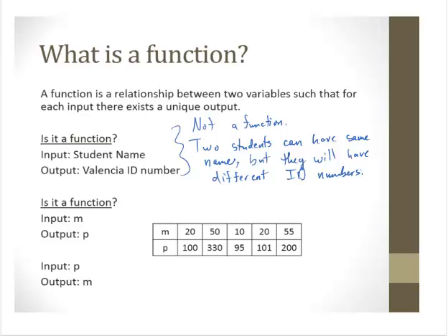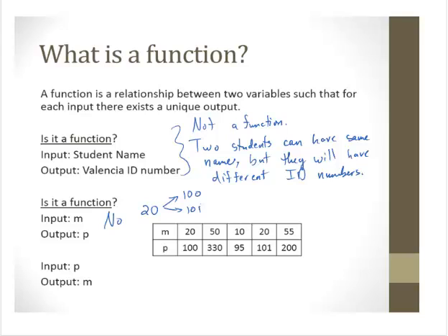Here's another example using a table. So here we have a table with values for M and values for P. If we take the input to be M and the output to be P, is it a function? No, it is not. Notice how 20 as an input goes to two different outputs. 20 goes to 100 and 20 goes to 101. So, not a function.